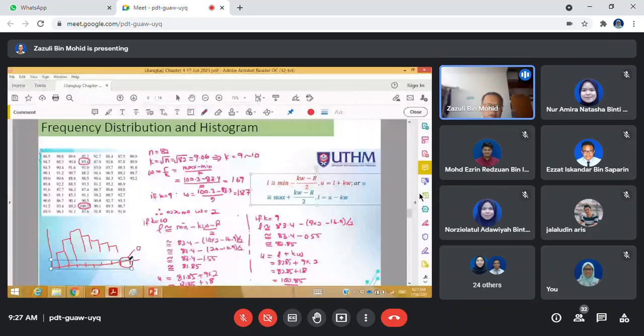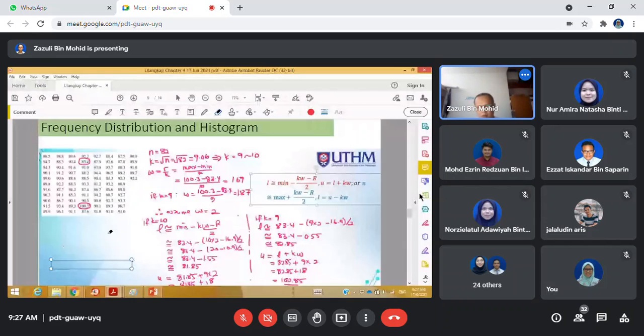You have to make sure that your figure has 8 classes. So this is a question. The question was a question where the number of classes is defined by the examiner.